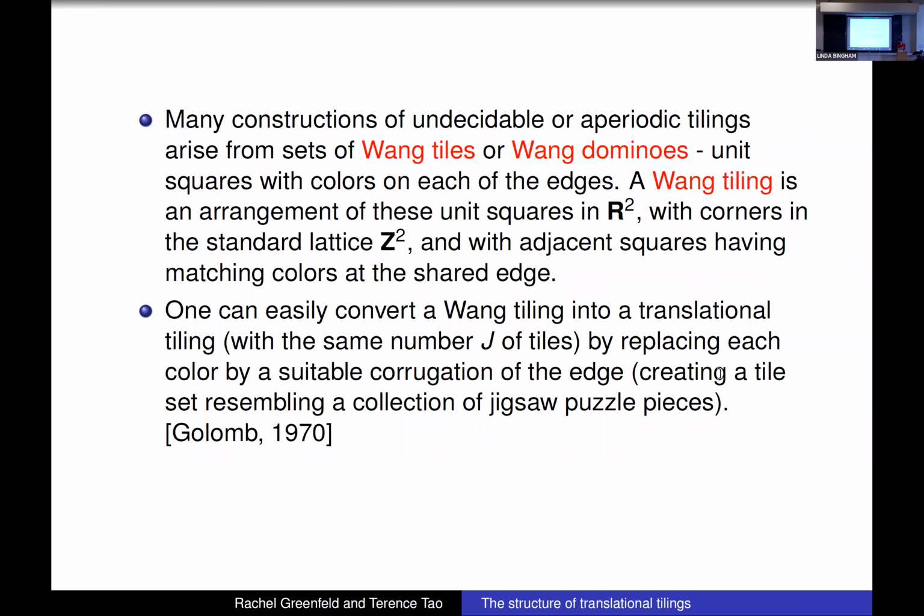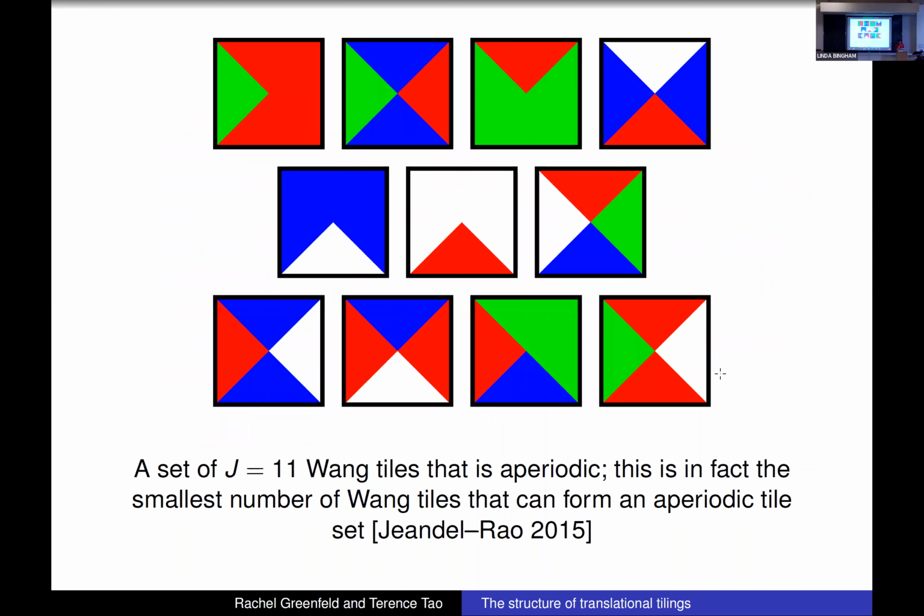Now, this is not exactly a translational tiling because we don't have colors in our original setting. But there's an easy observation that you can replace any Wang tiles with an equivalent translational tiling problem by creating jigsaw puzzle pieces where every color corresponds to a certain corrugation of the edge, in such a way that the edges only match up if they came from the same color. So for example, this is an example of a tile set of 11 tiles.